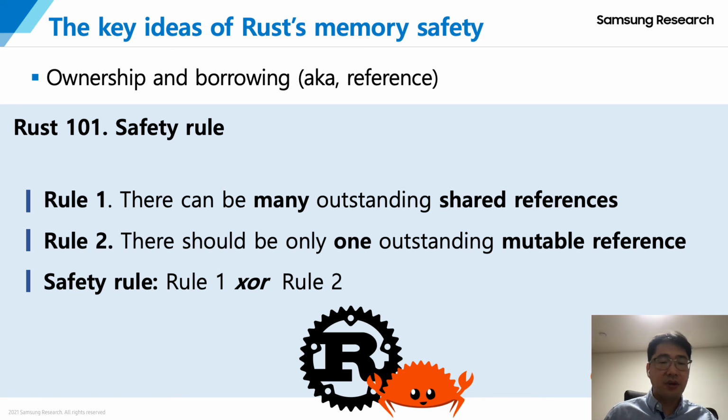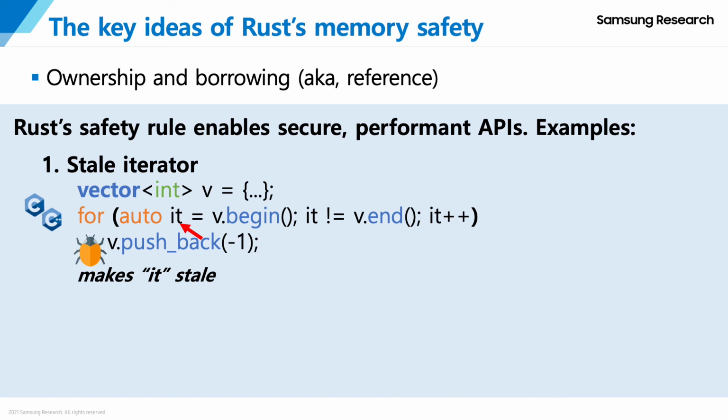Finally, here comes the Rust safety rule. In Rust, we can create either many shared references or only one mutable reference, but not both of them at the same time. Such an invariant, which is assured by the compiler, is one of the important foundations in building safe APIs. Let me give you some examples.